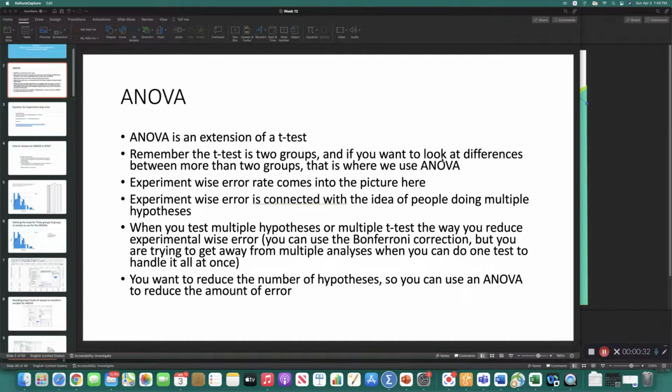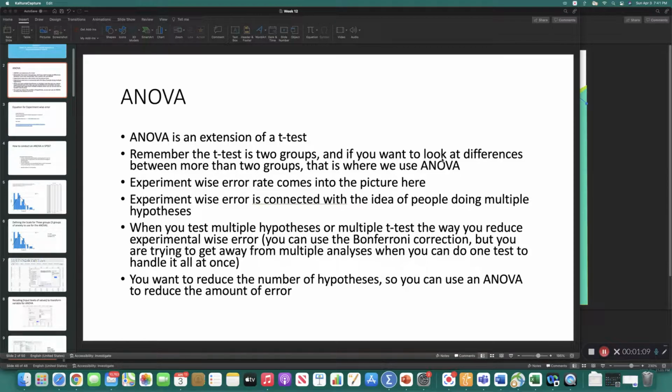But what happens if you want to look at more than two groups? Maybe you have a CBT group that's getting cognitive behavioral therapy for treatment. Maybe you have another group that's a control group on a waiting list to receive treatment, and then you have another group that's receiving attachment-related treatment, and you want to compare the three different treatment modalities. Then you might want to use an ANOVA, because an analysis of variance lets you look at the differences between more than two groups.